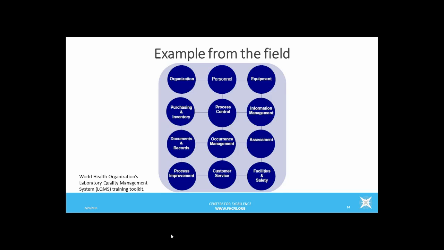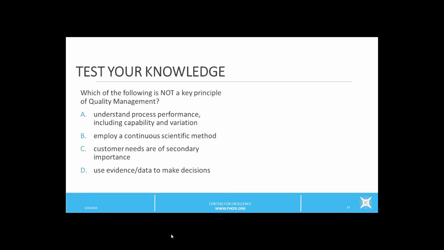Now let's briefly review our learning. Which of the following is not a key principle of quality management? A: Understand process performance, including capability and variation. B: Employ a continuous scientific method. C: Customer needs are of secondary importance. D: Use evidence to make decisions. If you selected C, you are correct. Customer needs are of primary importance in quality management.